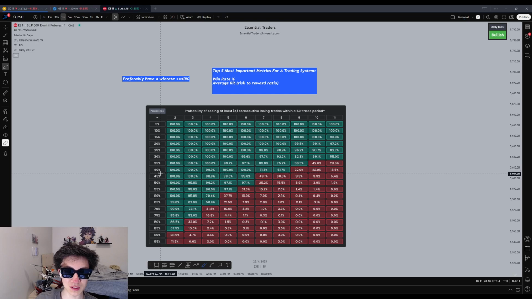if you are going to trade a system, because you can see that even at a 50% win rate, 50-50 odds, you still have a basically guaranteed chance of hitting 6 losses in a row. And this is within 50 trades.